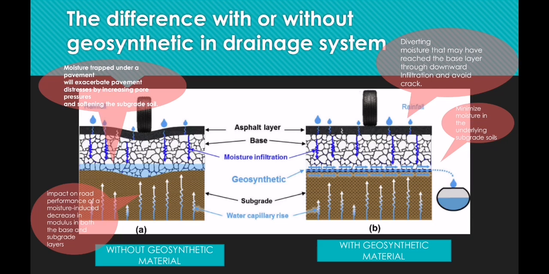Second, impact on the road performance: a moisture-induced decrease in modulus in both the base and subgrade layers. With geosynthetic material, first, diverting moisture that may have reached the base layer through downward infiltration and overt cracks. Second, minimize moisture in the underlying subgrade soil.